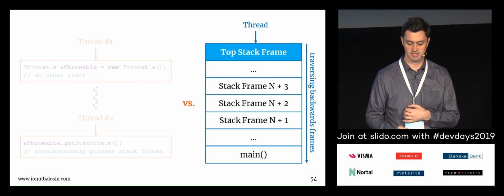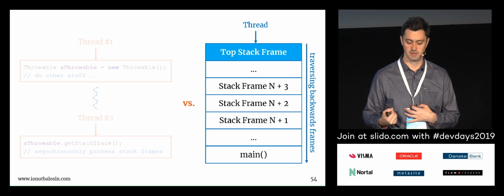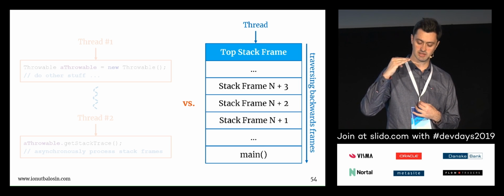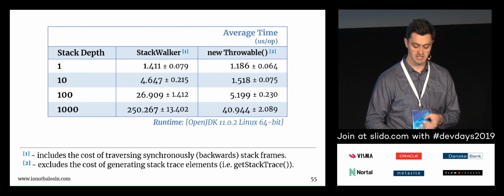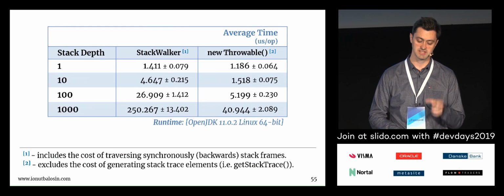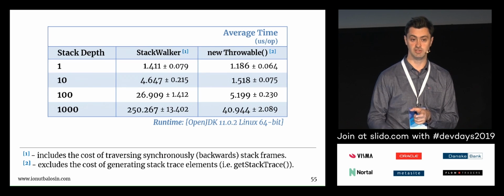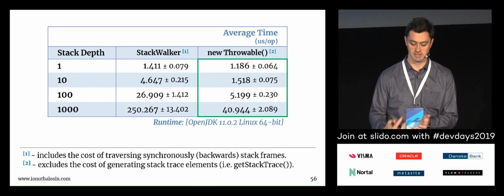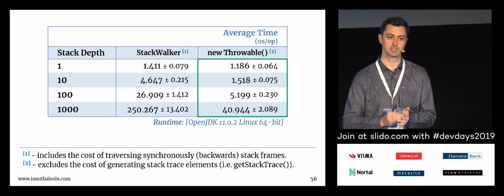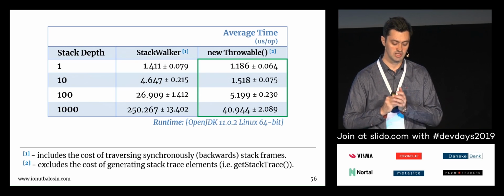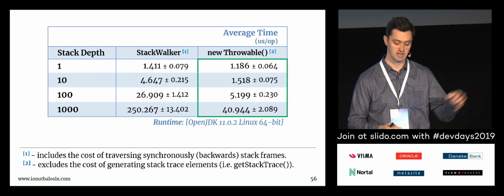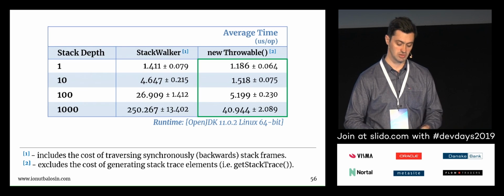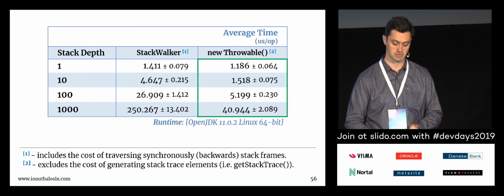And in this case, for example, just to traverse backwards the frames, so you stop on the current stack frame and you traverse backwards the stack frames, you can see the comparison between the Stack Walker and just creating a new Throwable. And it was always faster just to create the new Throwable, because as I was saying, you can afford processing the Throwable frames in a different thread asynchronously, and it's way faster. And this is actually another trick. You can take it and apply it in your application if it makes sense or not.